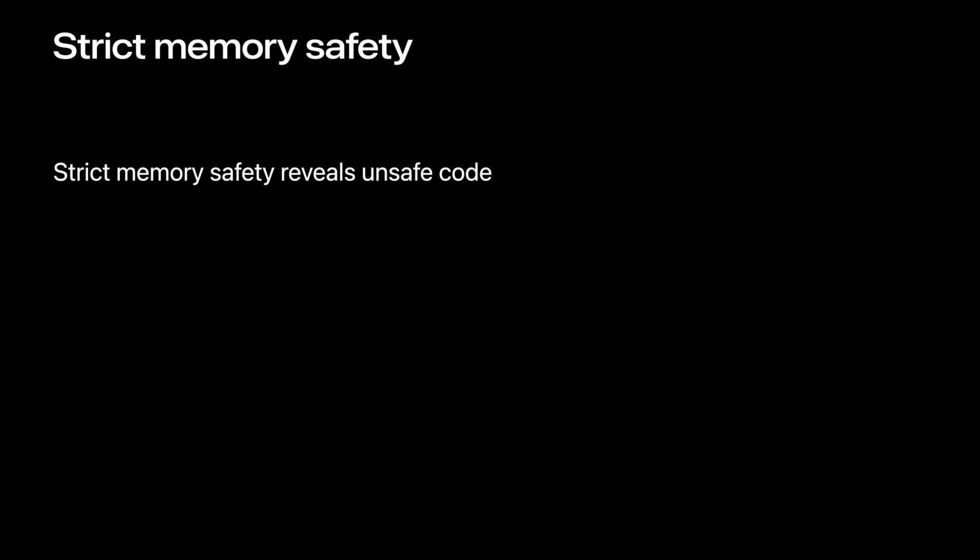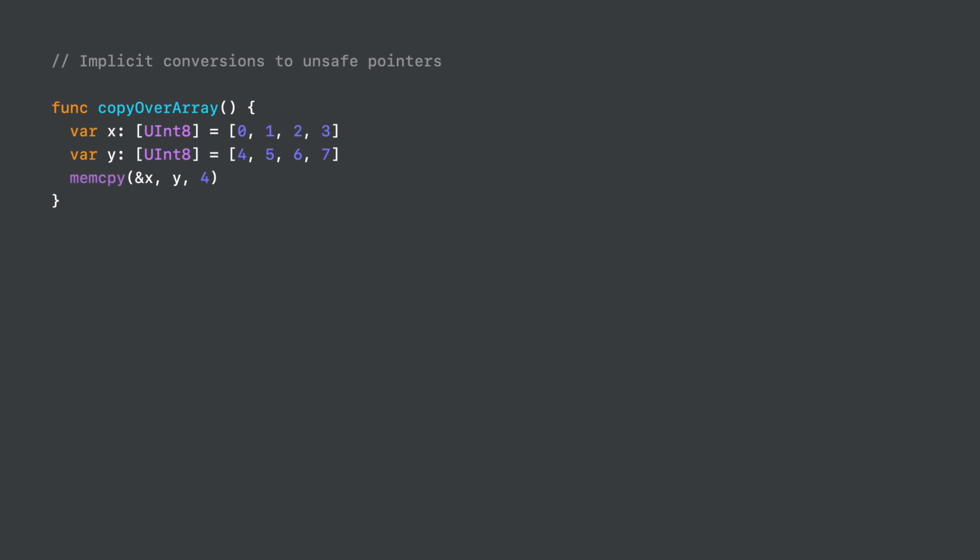This is very useful because while Swift often puts unsafe in the name of unsafe things, some operations are implicitly unsafe. For instance, in this code, the copy over array function declares two array variables, x and y, and it uses memcopy to copy one to the other. The code doesn't say that memcopy does anything unsafe, but memcopy is a C function, so it accepts unsafe pointers. X and y are converted to unsafe pointers implicitly. This could cause a memory safety bug with no clear indication.